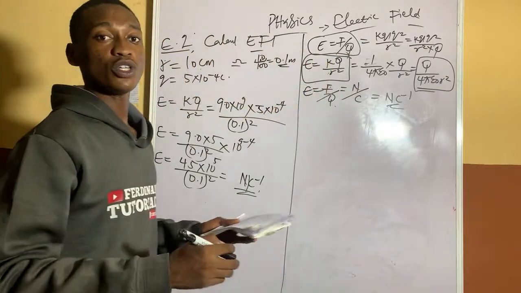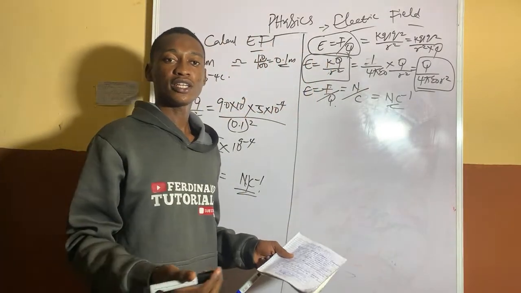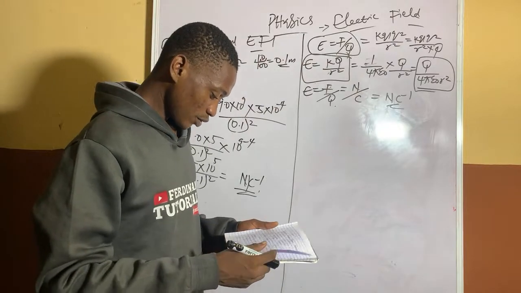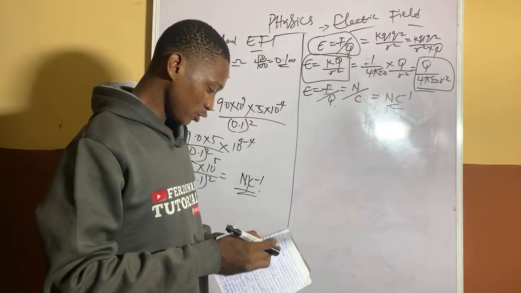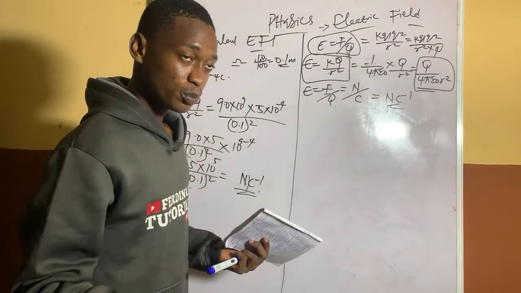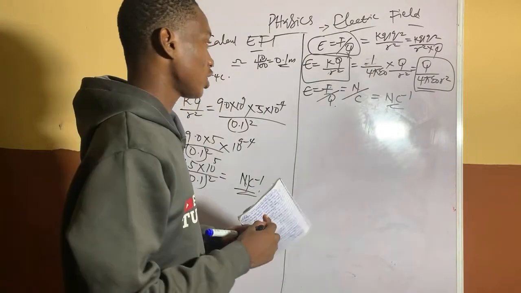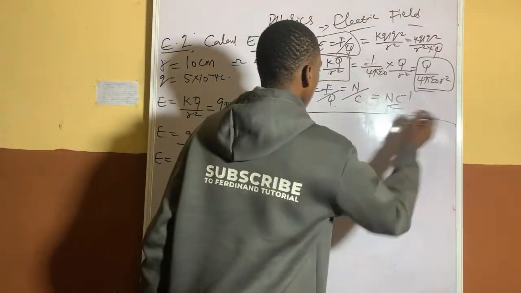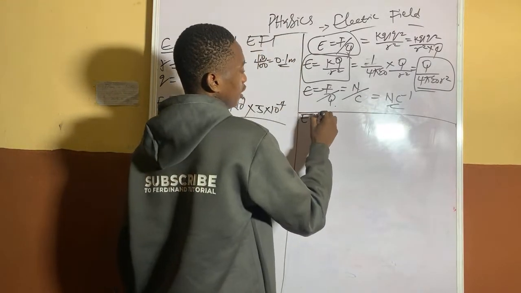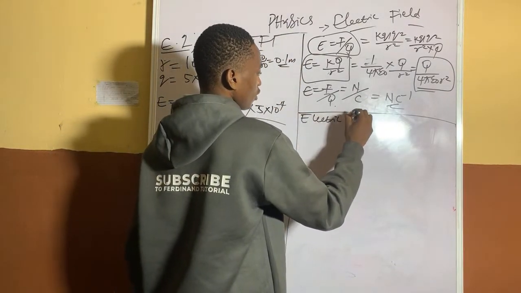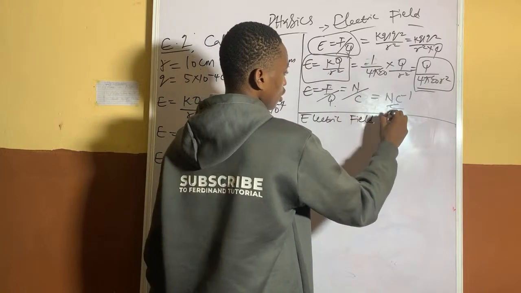You can also look for other questions in past questions on electric field intensity. Okay, let's look at electric field potential. Now, in electric field potential, we usually use the formula for electric field potential.